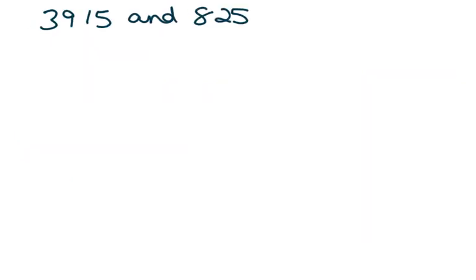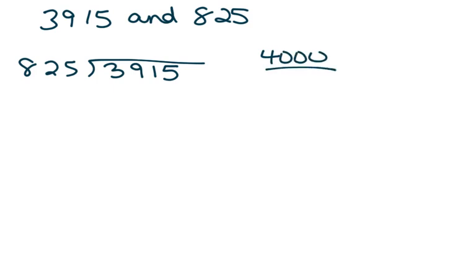Next, we will find the greatest common factor, or the greatest common divisor, of 3,915 and 825. Start with the smaller number as the divisor and 3,915 underneath. And so this is a little bit more difficult. We have approximately 4,000 divided by 800, and so that is approximately 5. Let's see if that'll work out for us.